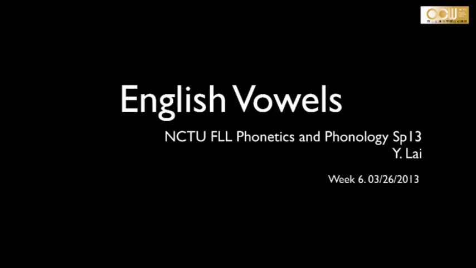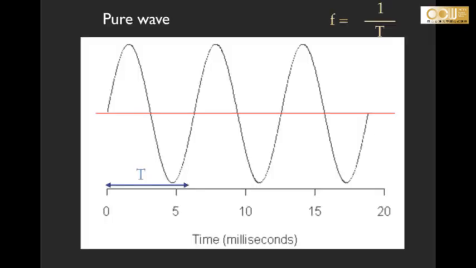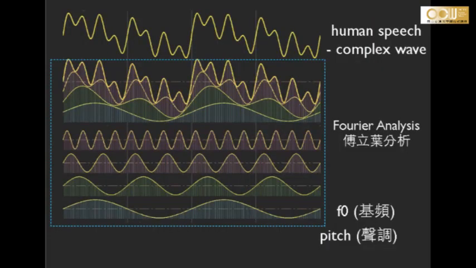Talk about English vowels, but I thought we'd do a little bit of review. It's very quick. So last time we talked about waves. We taught you how to get the period and then get the frequency out of the period. And then we also talked about how human voice and human speech, in many cases, especially for vowels, are complex waves.